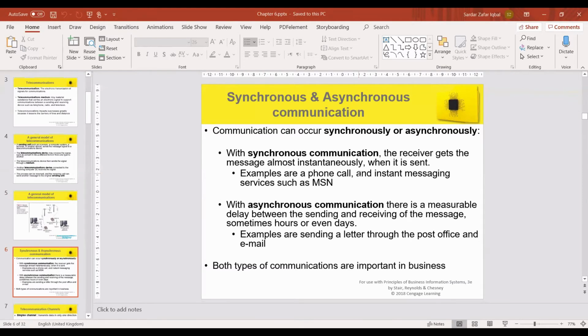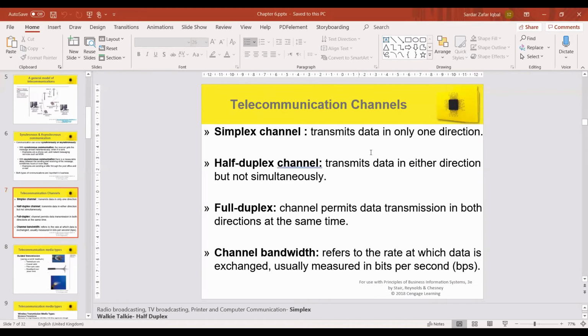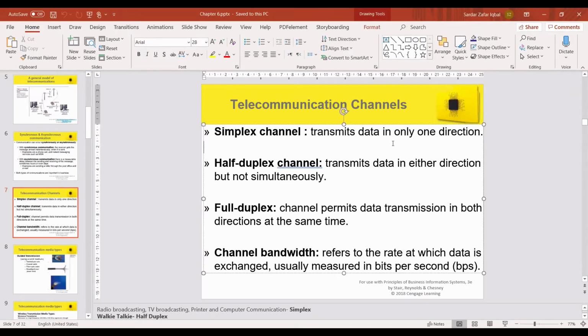Okay. So moving on, channels. Now we have different telecommunication channels, different types. You need to understand this one. The first one is the simplex channel, which transmits data in only one direction.